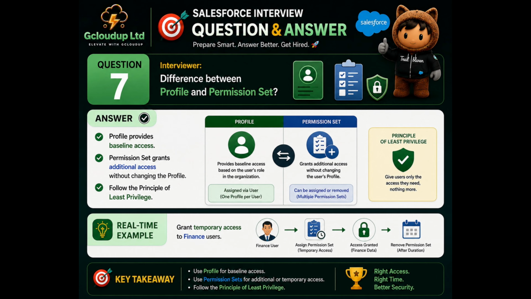So we can have multiple permission sets on a user, but we can have only one profile on the user. For example, suppose a finance user temporarily needs access to a specific application. Instead of changing the profile, simply assign a permission set and remove it later. So with the help of that permission set, we can give add-on access to that finance user.